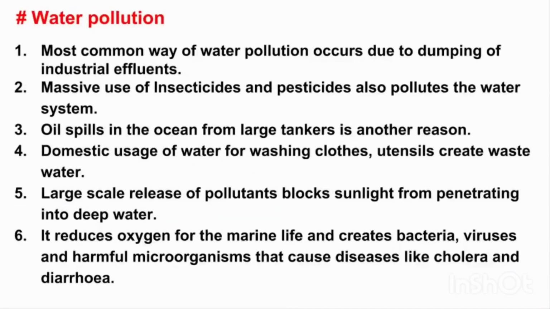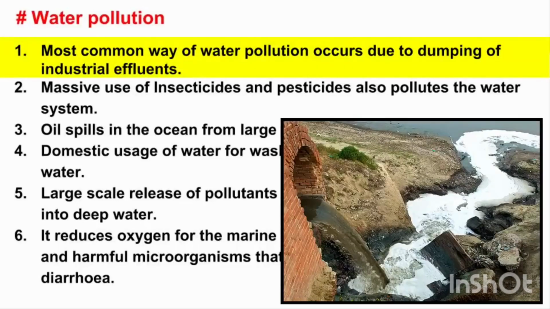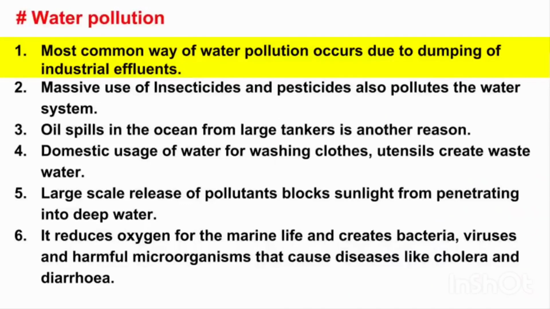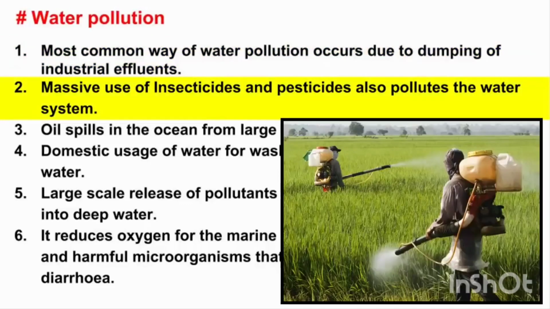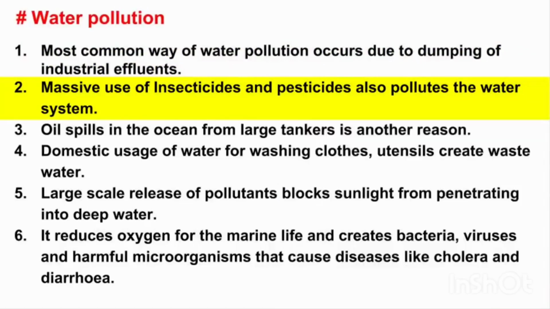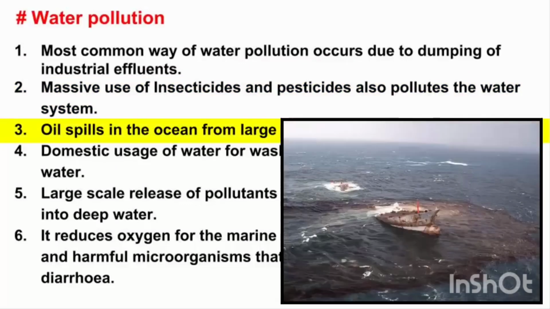The second one is water pollution. Every living being on Earth depends on water for its survival. Thus, water pollution is another major type of pollution. Industrial effluent dumped into the rivers and sea is the most common way in which water is getting polluted. After that, the massive use of insecticides and pesticides by agricultural community is polluting the ground as well as the water system. Then oil spills in the oceans by the heavy tankers have caused significant damage to the water bodies.